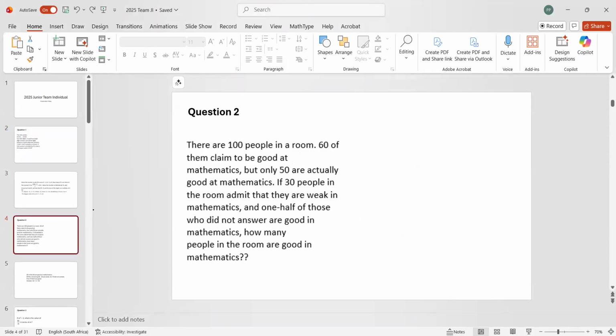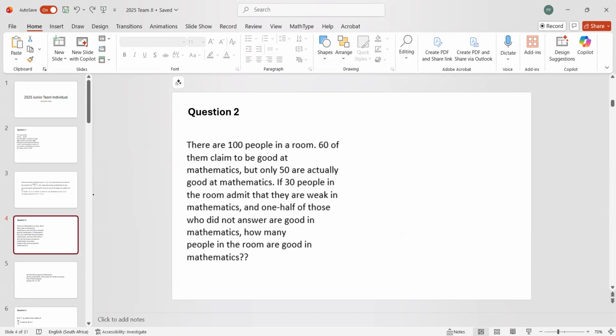Question 2. There are 100 people in a room, and 60 of them claim to be good in mathematics. But only 50 are actually good at mathematics. If 30 people in the room admit that they are weak in mathematics, so if they admit they are weak, then they are weak. And one half of those who did not answer are good in mathematics. Now, how many people didn't answer?